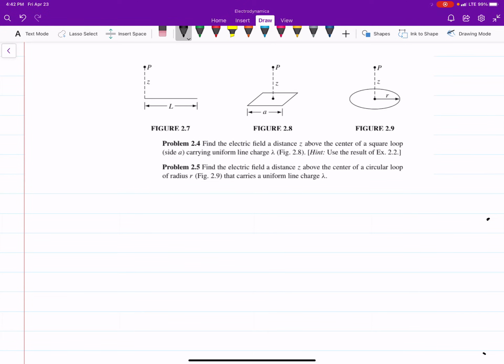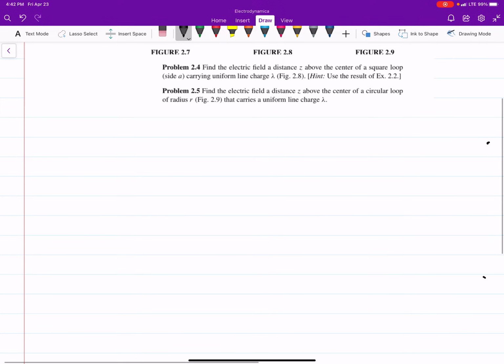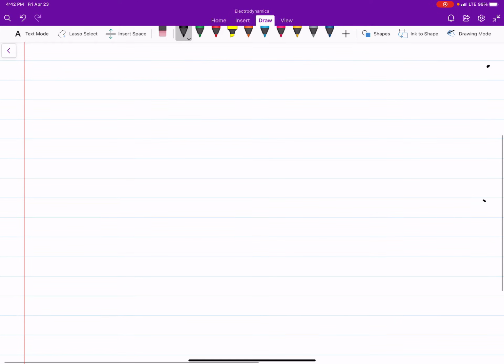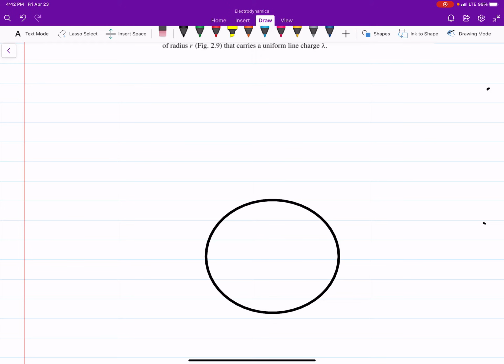Okay, so this is 2.5 out of Griffiths, which is to find the electric field a distance z above the center of a circular loop of radius r that carries uniform charge density, uniform line charge lambda. So what we have here is a circle, and we want to find the E field some point z above the center.